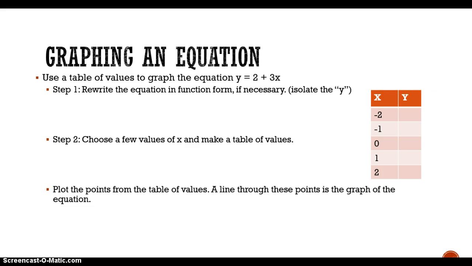So graphing an equation. Use a table of values to graph the equation y equals 2 plus 3x. So step 1, rewrite the equation in function form if necessary. Isolate the y. Very important, which we'll talk about at another time, but y equals mx plus b is called slope-intercept form. I'm not too worried about you jotting this down right now, but because it says write the equation in function form, function form means you're going to isolate the y. So the first thing we have to ask ourselves is, is the y alone in our equation? And it is. So y equals 2 plus 3x.